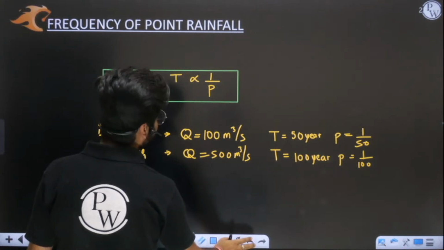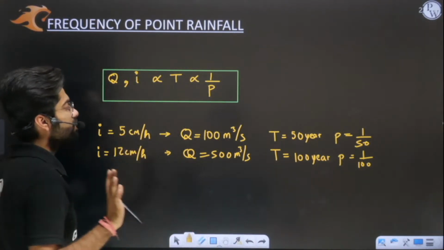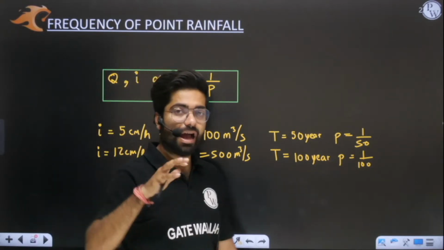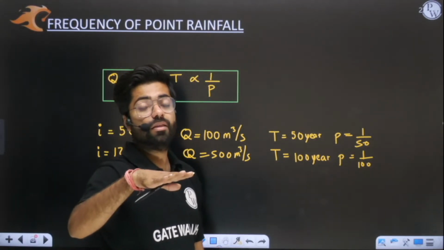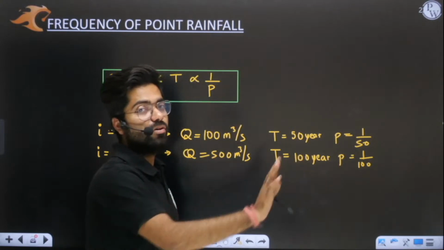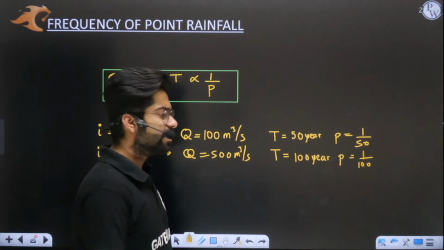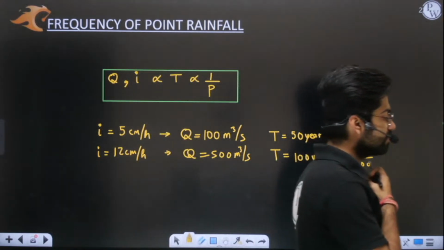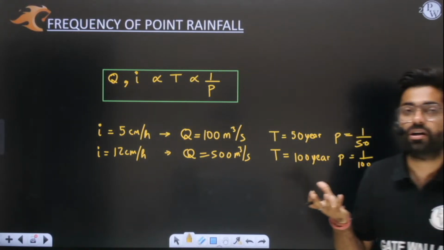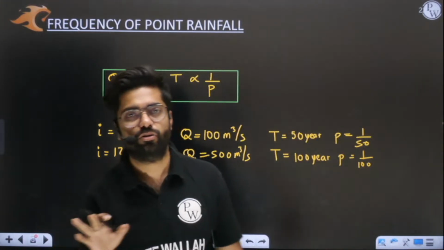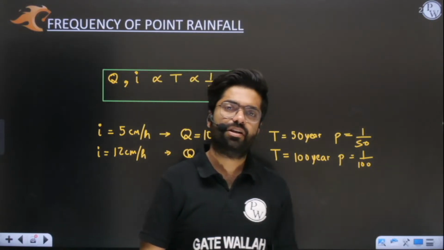When you apply the logic, you will obviously get this concept. A rarer event, a higher magnitude event, will take place in more number of years. Let me give you some examples. You must be very familiar with the Kedarnath flood, or Uttarakhand flood, which happened in 2013. I hope you remember that flood. Everywhere it was in the news.